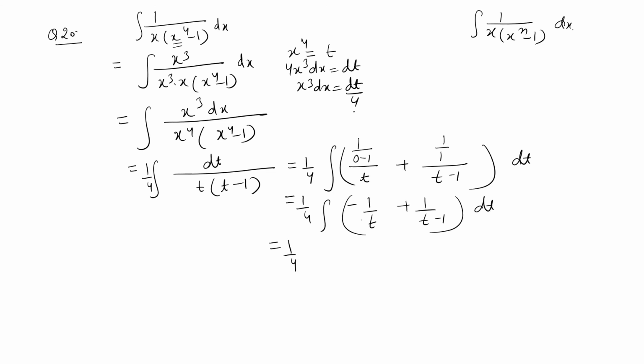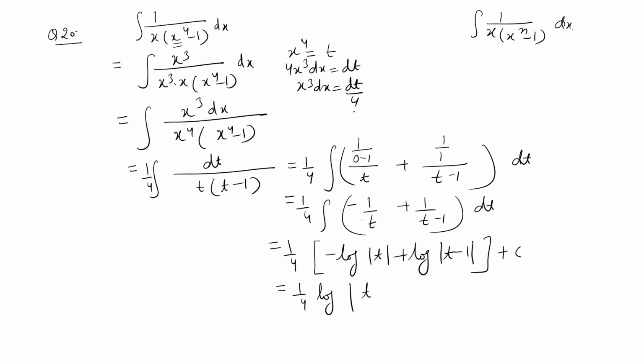Okay, and its integral is minus log mod t plus log mod t minus 1. So let us apply log a minus log b. What is it? It is log of a over b, which is 1 by 4 log mod. The value of t is x4, so x4 minus 1 upon x raised to power 4 plus c, which is the required answer.